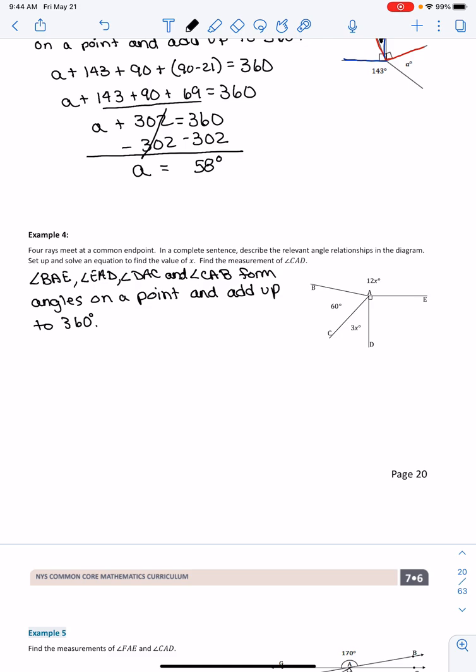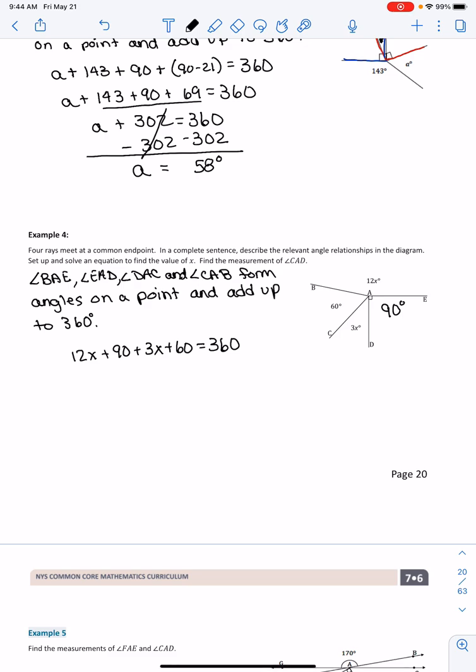Now let's put this into an equation. So we have 12x. And remember, we have our little box here, so this is 90 degrees. We know that. So we have 12x plus 90 plus 3x plus 60. And all of that equals 360 degrees.